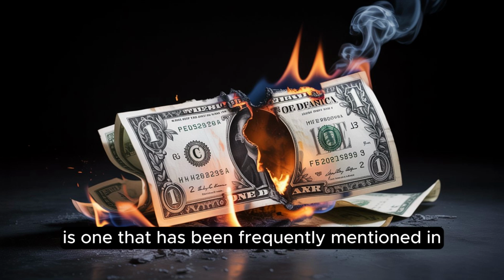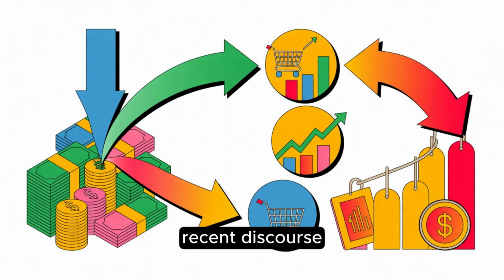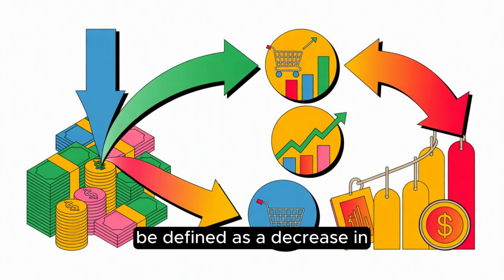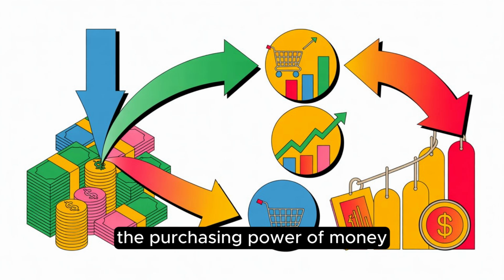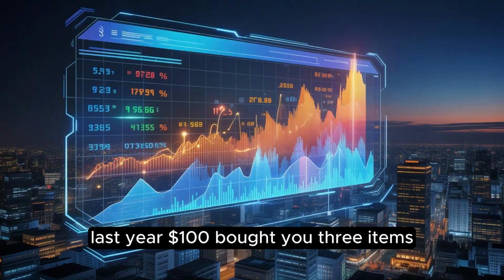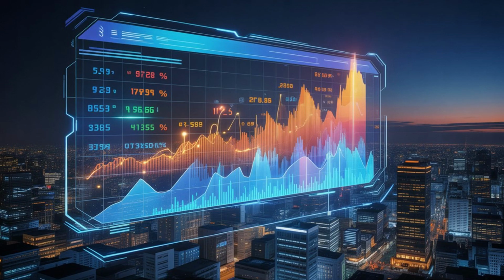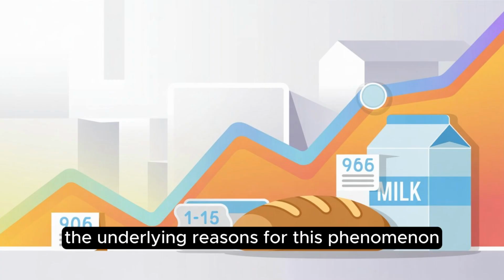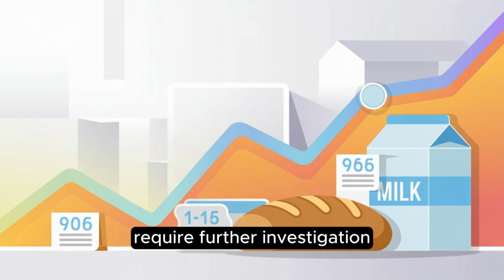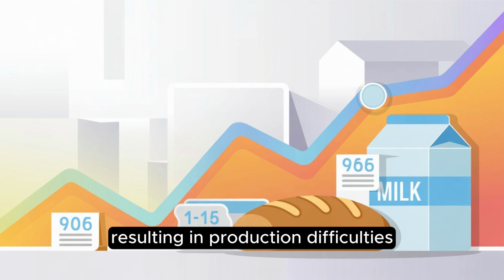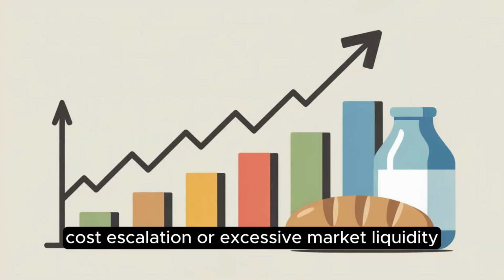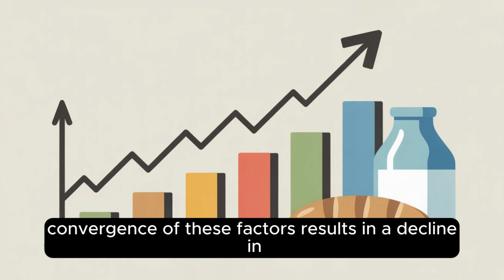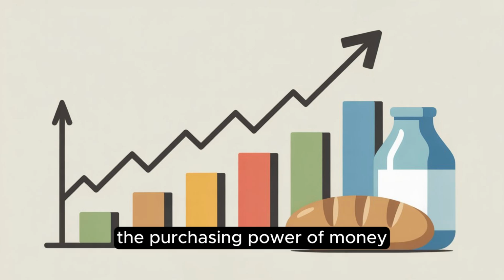The term inflation is one that has been frequently mentioned in recent discourse. Inflation can therefore be defined as a decrease in the purchasing power of money over time. Last year, $100 bought you 3 items. The present purchase is for a mere 2. The observed discrepancy can be attributed to inflation. The underlying reasons for this phenomenon require further investigation. Demand may exceed supply, resulting in production difficulties, cost escalation, or excessive market liquidity. The convergence of these factors results in a decline in the purchasing power of money.